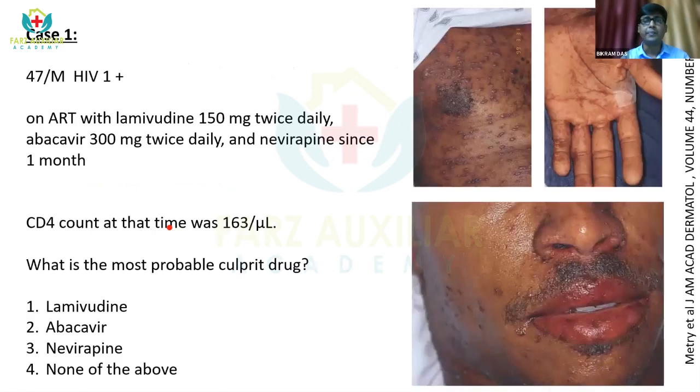So coming to my case 1, a 47-year-old male with HIV-1 on ART with lamivudine, abacavir, and nevirapine for the last 1 month develops this kind of rash. As you can see here, there are blister-like bullous lesions all over the body, crusting over the nasal mucosa and the lips, and some atypical target-like lesions over the palm, with a CD4 count of 163. So what do you think? What is the diagnosis, and what is the most probable culprit drug in this? Answers, please.